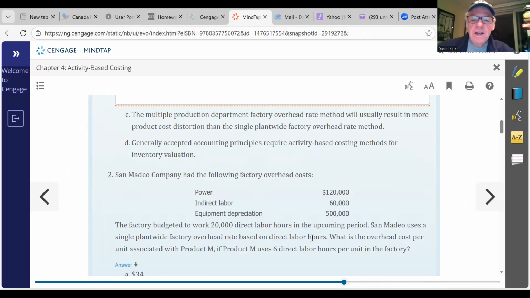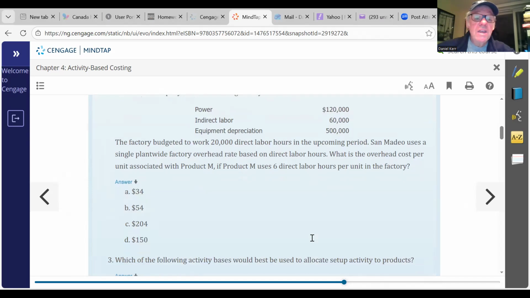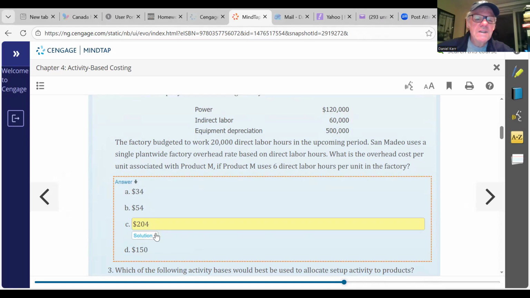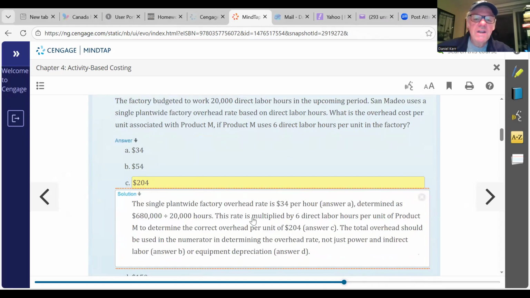And then it says product M requires 6 direct labor hours per unit in the factory. So then you would multiply 6 times the 34. If you do that, I believe the answer is C, 204. So yes, it is 204. And here's how it's calculated. You get your single plant-wide rate, which is $34 an hour, and then it's 6 direct labor hours to manufacture the product. 6 times 34 gives you 204.